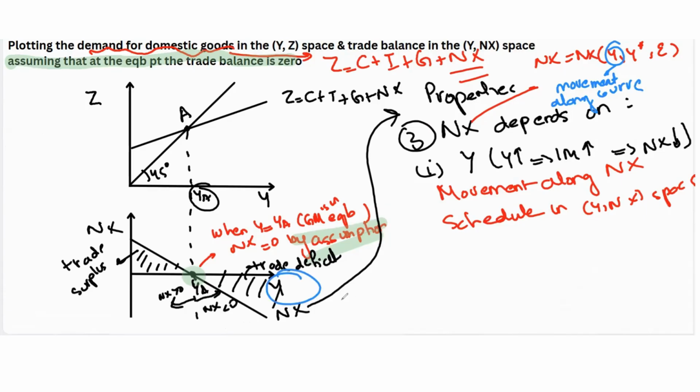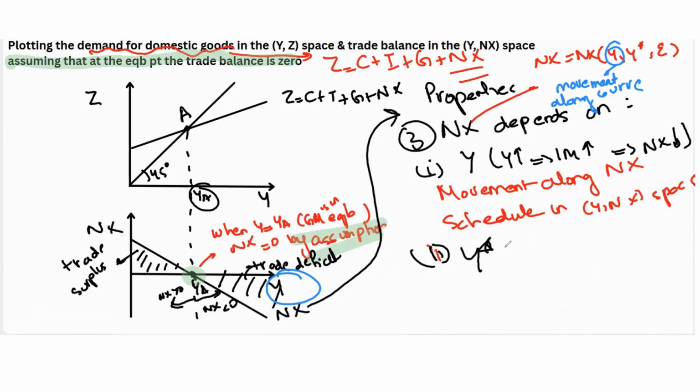Because it's on the x-axis, when y changes we'll just have a movement along this curve. The curve is not going to shift, because shifts happen because of variables that appear in the equation but are not on the x-axis. Those are going to cause shifts.